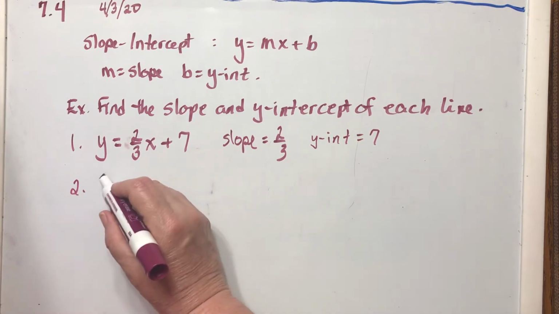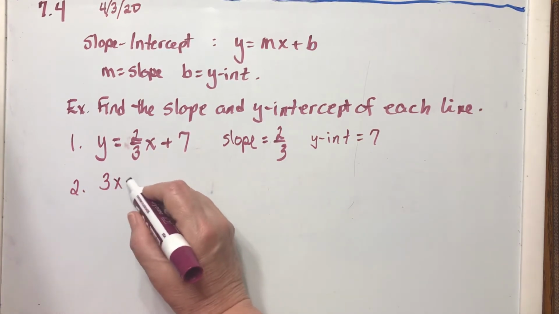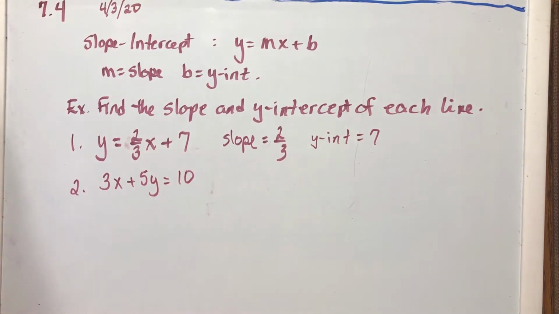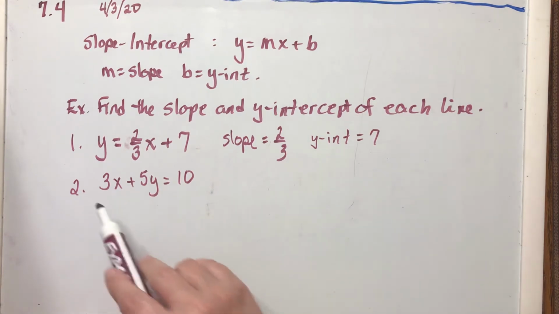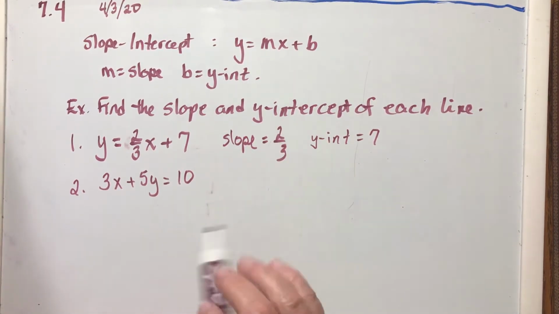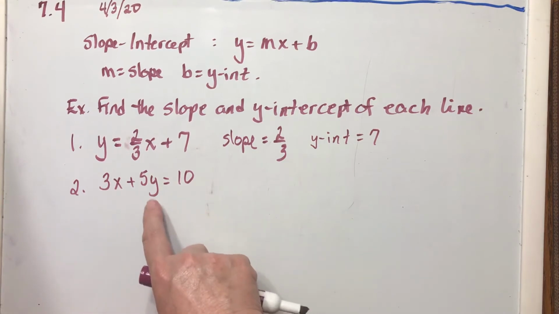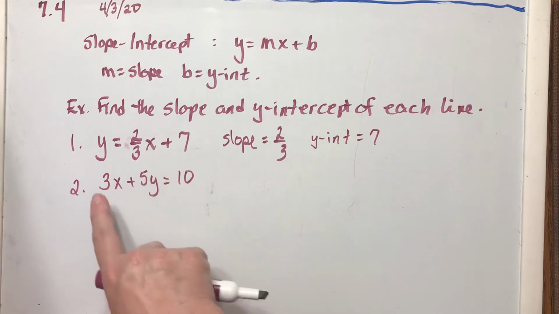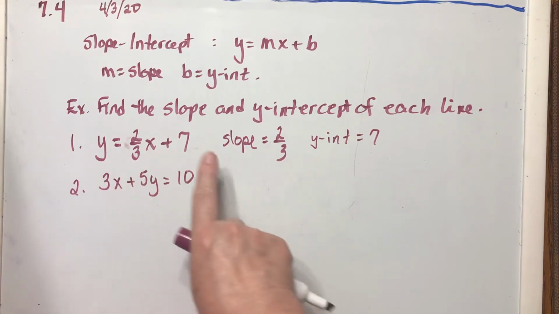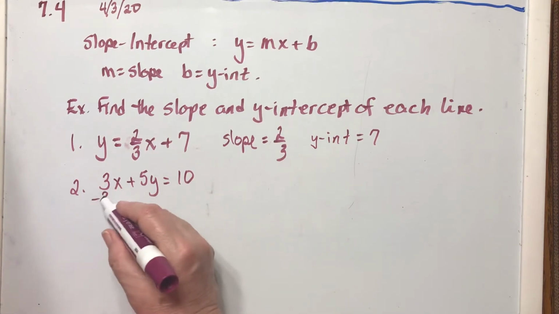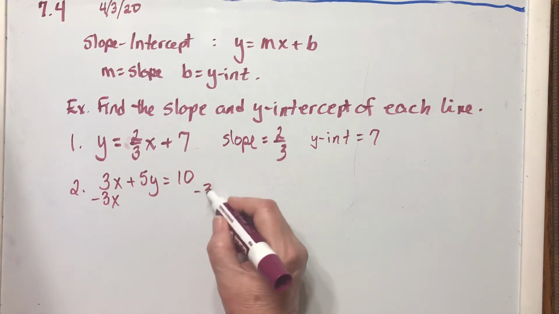So suppose we have something like 3x plus 5y equals 10. Now we have to get this equation in the correct form. In other words, we need to solve this equation for y. So we're trying to get y all by itself on one side of the equation. To do that, the first thing we're going to have to do is move this 3x to the other side of the equation. And we do that by subtracting 3x from both sides.